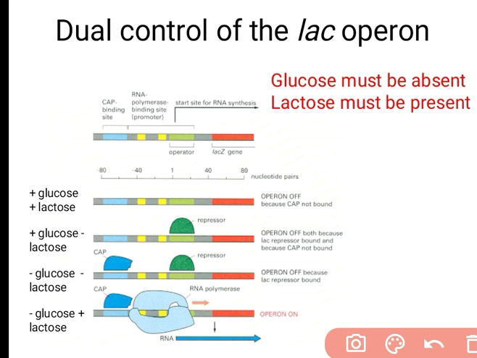First, if glucose and lactose are both there, at this time the operon is off, because glucose is there, no cyclic AMP is there, no cyclic AMP CAP complex would bind to the CAP binding site. It is a negative signal, so the operon is off.